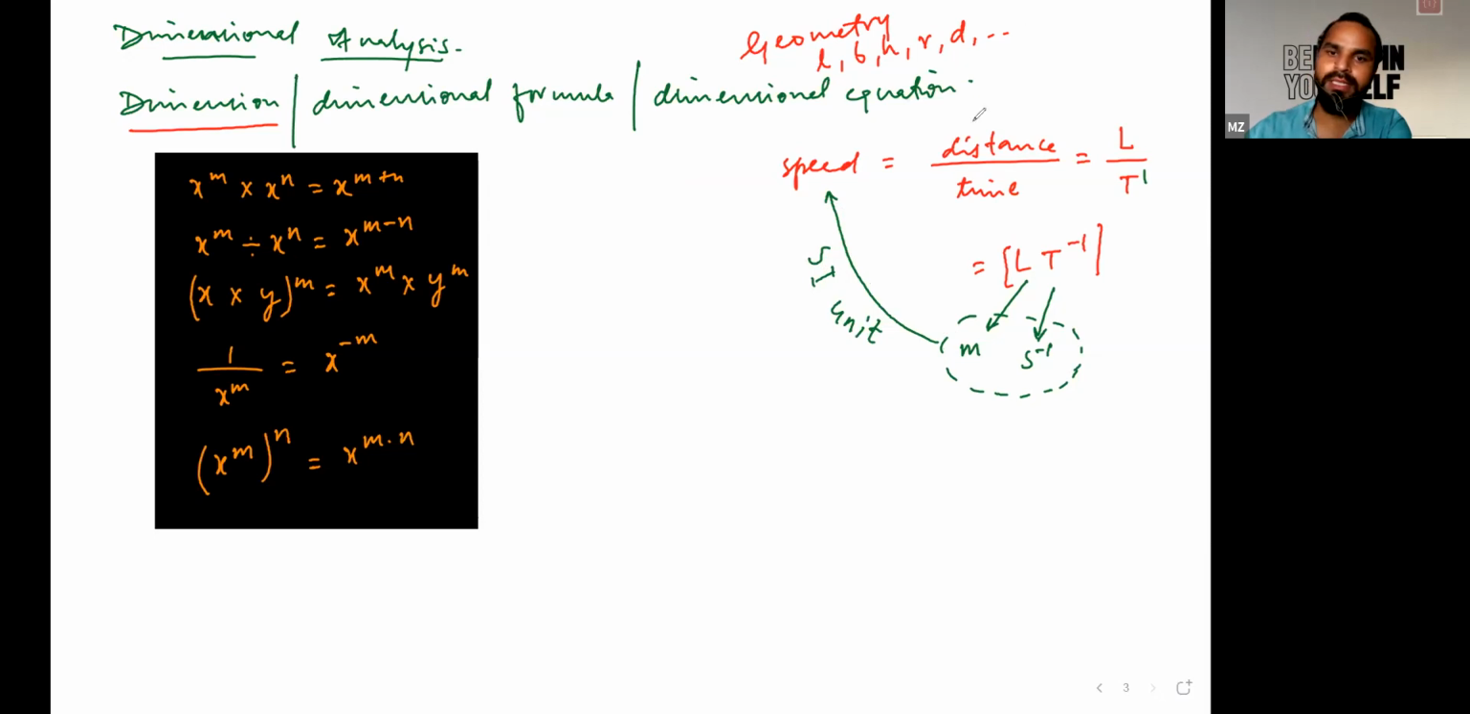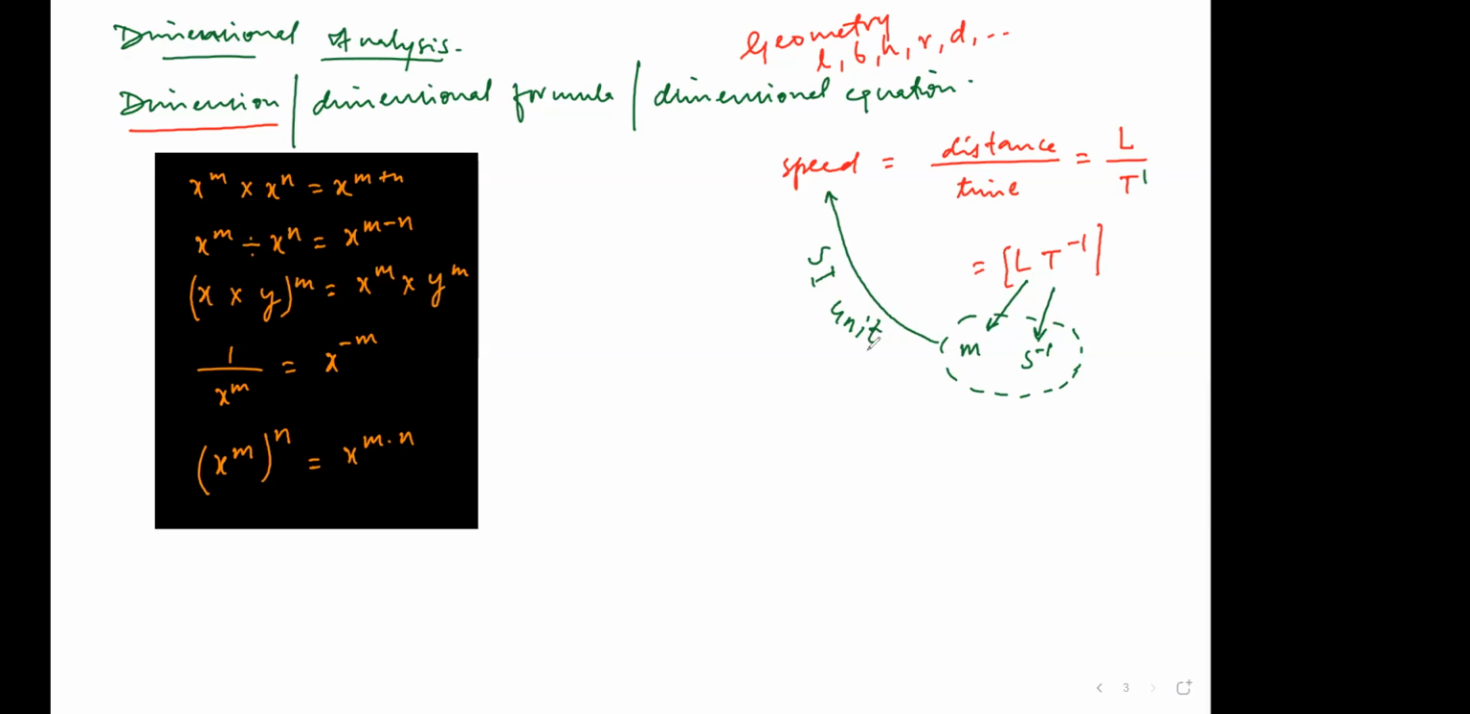So from this we can say that if any quantity is expressed in terms of the raised power of fundamental quantities, then this expression defines the SI unit of that given quantity. So this expression is called the dimension of that given quantity. Is it clear?